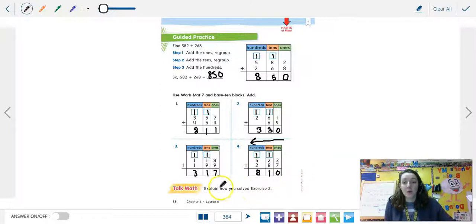Okay? So for our talk math, they want us to explain how we solved exercise 2. All right, so we solved exercise 2 because we started in the ones and we added 1 plus 9 is 10. We knew that it was going to be a 0 here because there's no ones left over in the number 10. Excuse me, there's no ones in the ones place of the number 10.